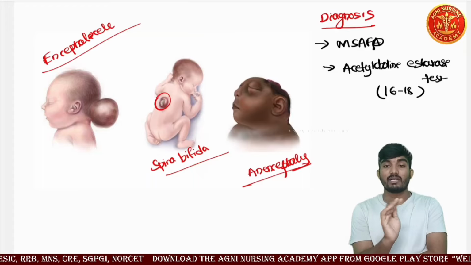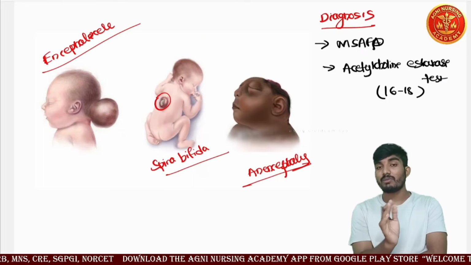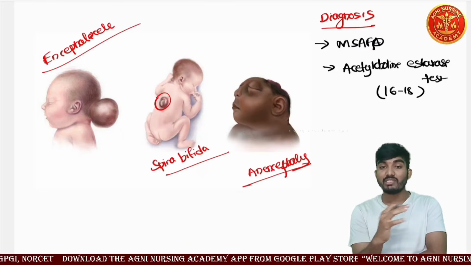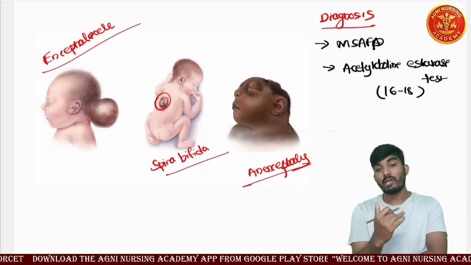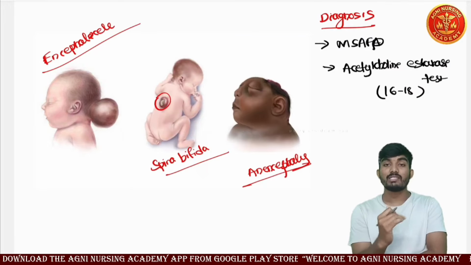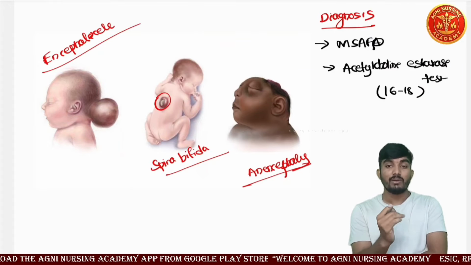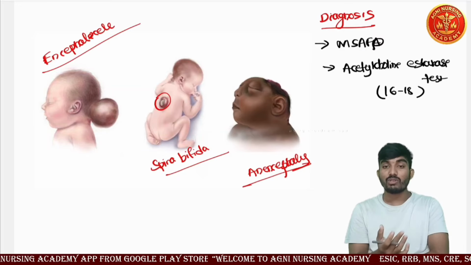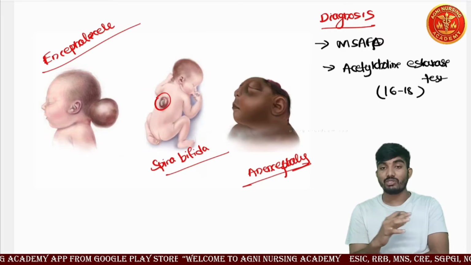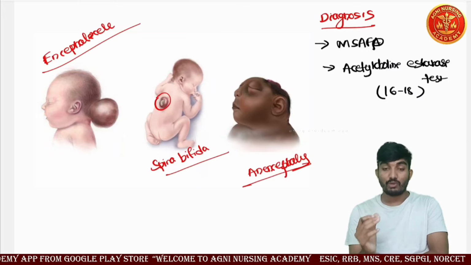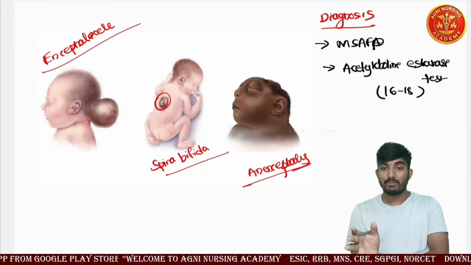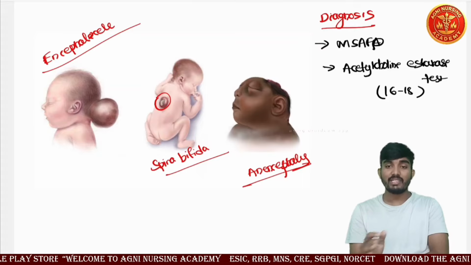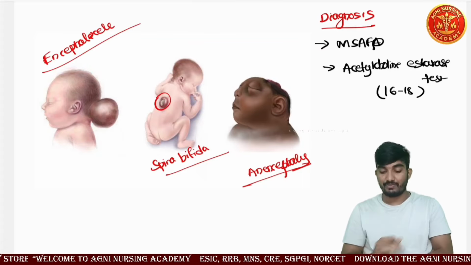The second one is the trans illumination test. This is used to differentiate between meningocele and myelomeningocele. A torch-like light is focused on the protruding sac, and we can observe which organs are present in that protrusion.